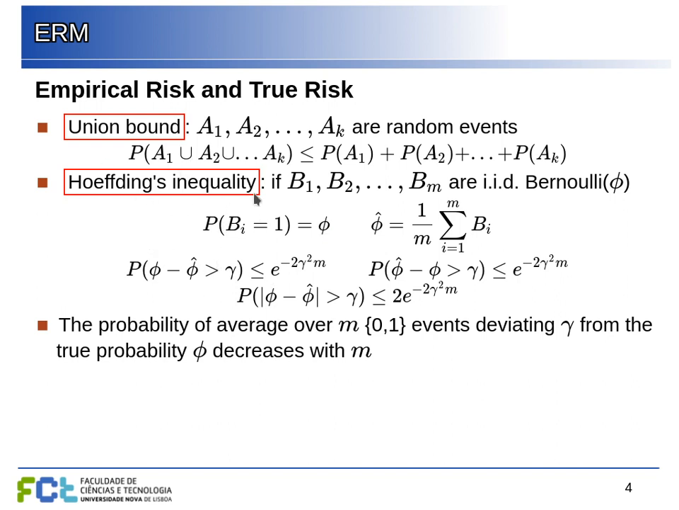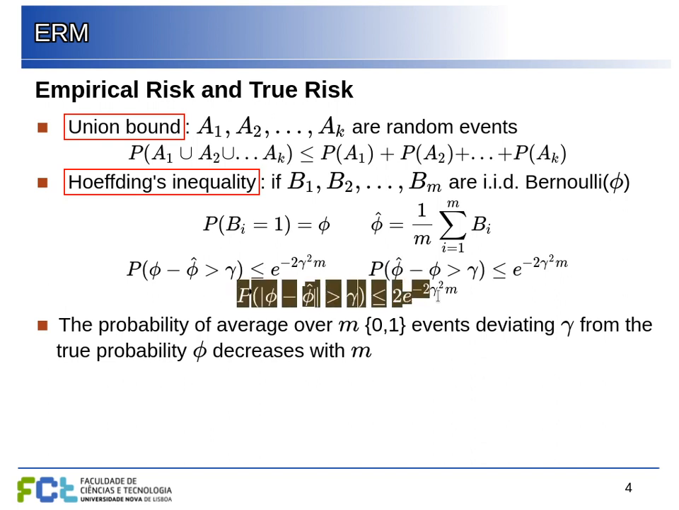And Hoeffding's inequality gives us this: the probability of the measured average, the empirical measure, being below the true probability by a value larger than gamma is below e raised to minus 2 gamma squared m. So it will be smaller if we increase m, and also smaller if we increase gamma and move away from the real probability. This is for one side being smaller, and the same is true for being greater.